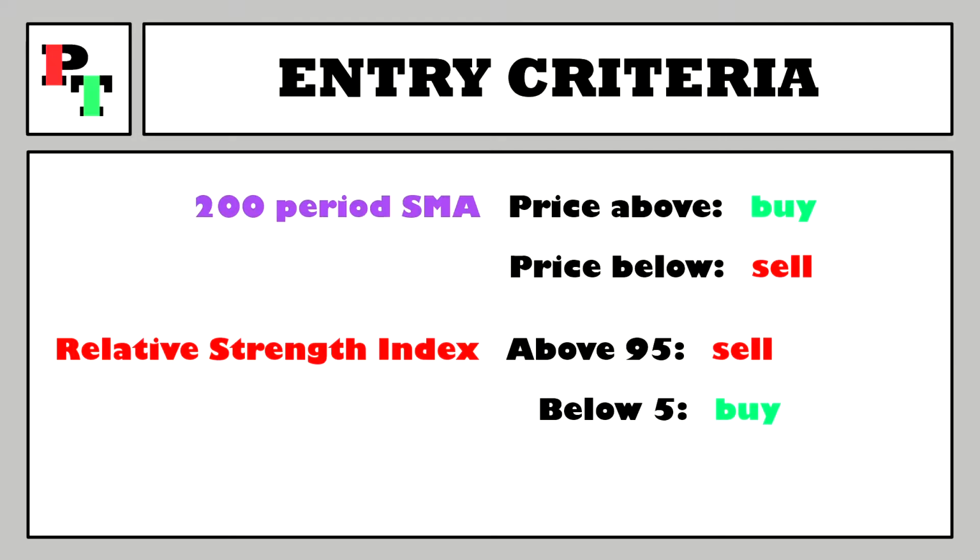Larry Connors did test the strategy with levels of 90 and 10 and found there was a higher rate of success when using the 95 and 5 levels. So that is exactly what we are going for, that higher rate of success. In essence, the strategy is looking for re-entry points after retracements on a larger overall trend.